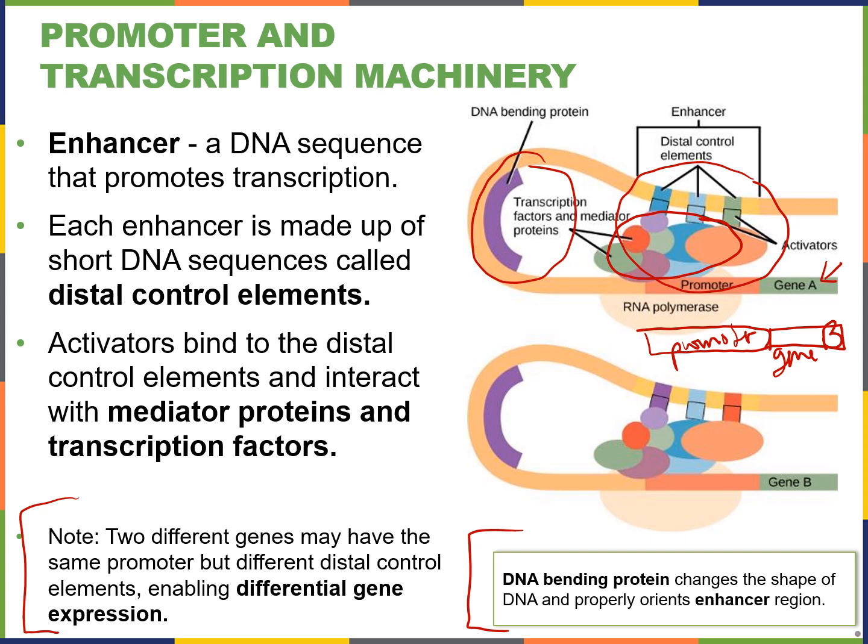What you can have is different distal control elements that are far away from the promoter. So if the set of elements here is different from the set of elements over here for gene A, you can regulate which gene is on in that particular cell. In the next few slides, we're going to look at more specific examples of this process.